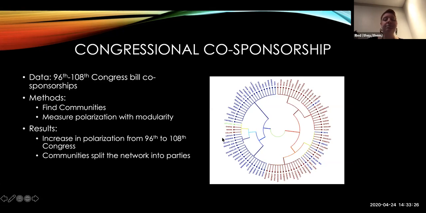And you can see that basically each of the networks split kind of right down the middle with whether people were Republican or Democrat. All the blue here obviously are Democrat, all the red are Republican, and then we have one little green independent. But generally, the polarization of Congress increased dramatically from the 96th to the 108th. So in the 96th, they were more mixed up together about who co-sponsored what. And when we got to the 108th, it was exactly split Democrat to Republican. So the community detection was able to split our network into parties.